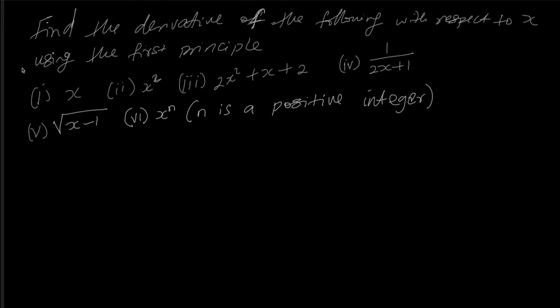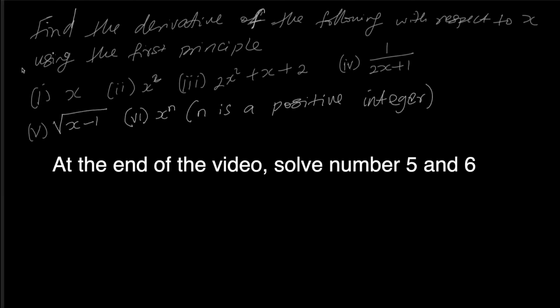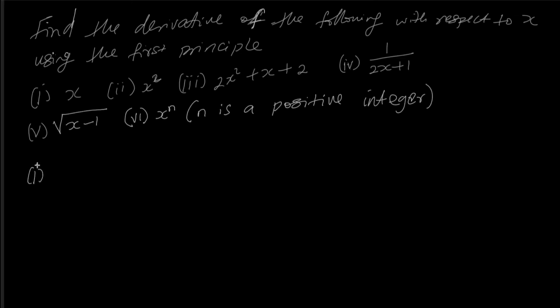Let's look at this. Find the derivative of the following with respect to x using the first principle: x, 2x squared plus x plus 2, 1 over 2x plus 1, square root of x minus 1, x raised to power n, where n is a positive integer. Okay, so how do we solve the first one using the first principle?